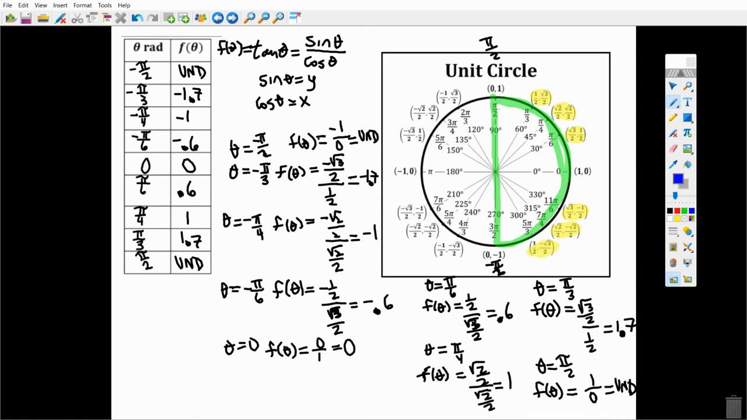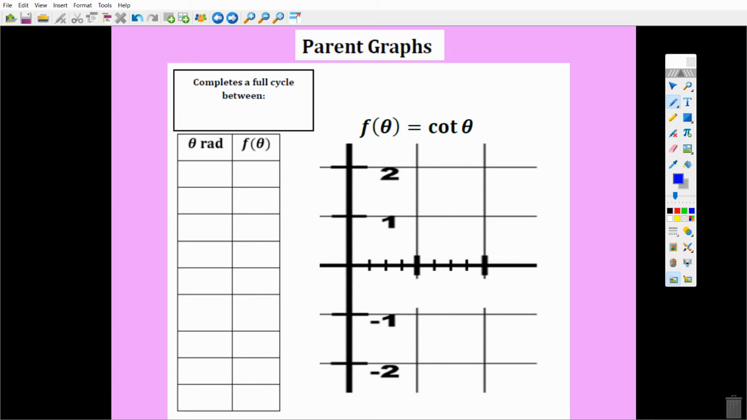All right, let us then jump to cotangent, which is a very similar scenario. For this one, cotangent, remember, what's important to know is that it's the reciprocal of tangent. So this is actually cosine theta over sine theta. And again, this one completes its cycle between 0 and pi.